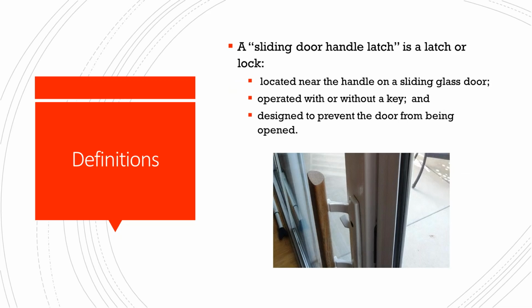Now let's switch gears a little bit here to a sliding door handle latch. So if you have sliding doors, a sliding door handle latch is a latch or lock located near the handle, operated with or without a key, and is designed to prevent the door from being opened. So what you see on the screen might be an example of that.